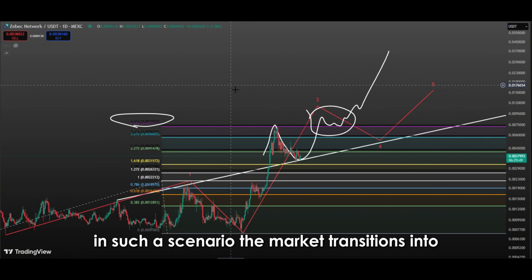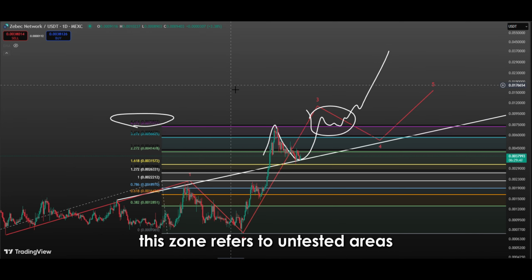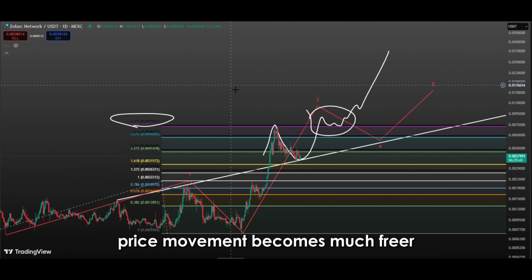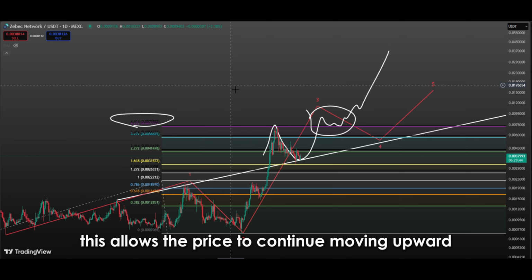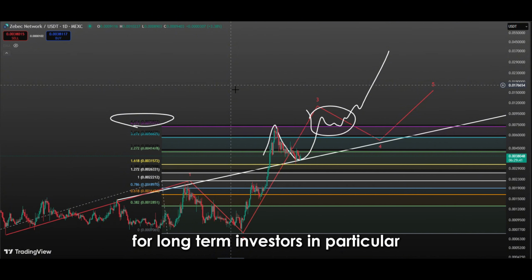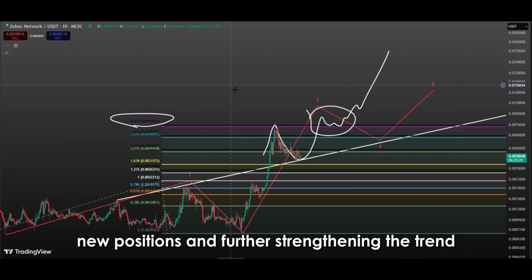In such a scenario, the market transitions into what is technically known as a discovery zone. This zone refers to untested areas, and because there are no psychological boundaries, price movement becomes much freer. This allows the price to continue moving upward without facing significant selling pressure. For long-term investors in particular, this scenario presents an attractive environment for building new positions and further strengthening the trend.